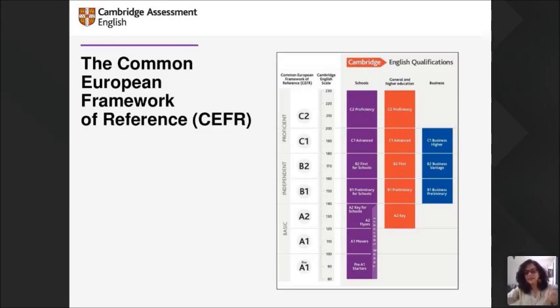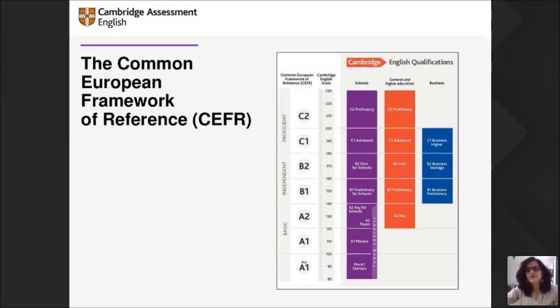So A1 starting with basic, pre-A1, and going to C2, which is on a par with a native user of English. Now, against these levels, we have different Cambridge exams, verticals of Cambridge exams, which are offered in schools, in the corporate sector, and for general users of the language. So, if you look at the purple vertical, these are the range of exams offered for school students. So you start right at the pre-A1 level and you go to the C2 proficient level, right?